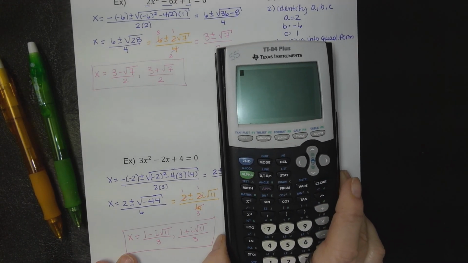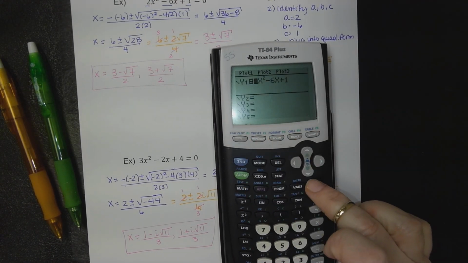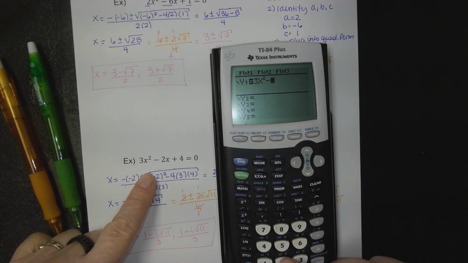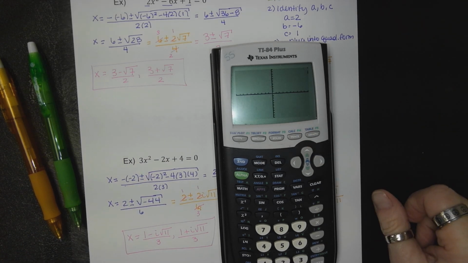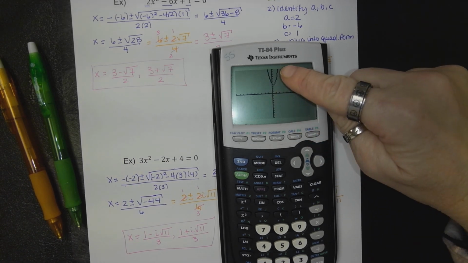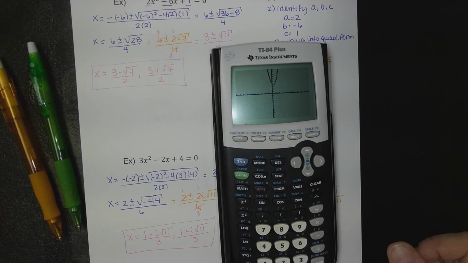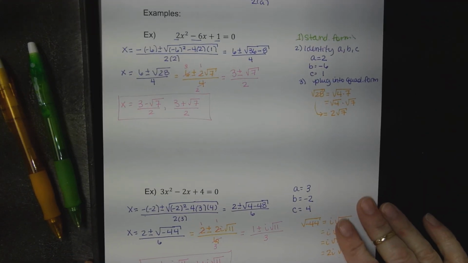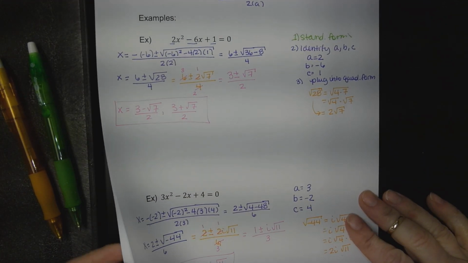So we have 3x squared minus 2x plus 4. And let's graph it. It graphs up here, so we don't have any x-intercepts, so that's exactly what we needed to see. So we're happy. All right. Next one.